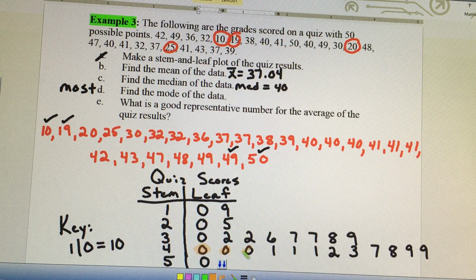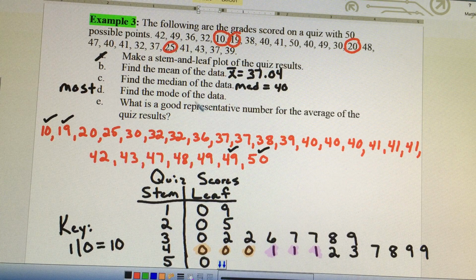That's why it's important to put these in columns. You can see 0, 0, 0 right here. And you can see, if I get a different color, 1, 1, 1 in that column. You had 3 40s and 3 41s. So you're allowed to have two modes. You have a mode of 40 and a mode of 41.